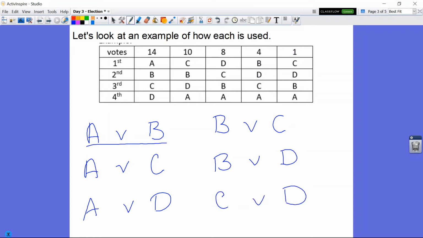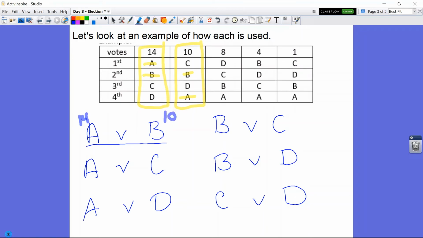So the way that you tell who wins a matchup is you're looking at each column. You want to see who has the highest ranking in that column, and then those votes go to that particular candidate. So in our A versus B matchup, if I look at my first column, A's here, B's here. So A is ranked higher, so A is going to get those 14 votes. All right, then if I look at my next column, B is ranked higher than A, so B is going to get those 10 votes.